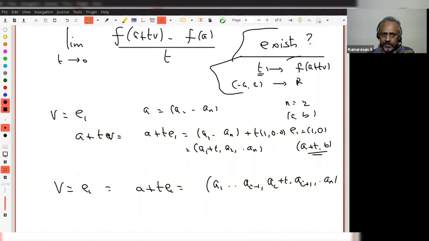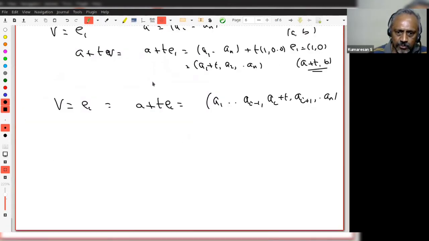So what we are doing, when I write a plus tv, I am increasing only the v component of a. When v equals e_i, what am I doing? It is only an increment in the ith coordinate. You understand that? When v equals e1, it is only an increment in the first coordinate. When v equals e2, it will be an increment only in the second coordinate, and so on. Do you understand? So this is something like your partial derivative. If the limit exists, it will be something like a partial derivative.